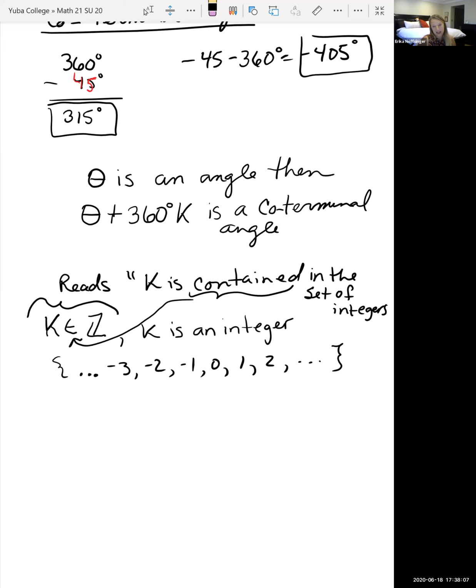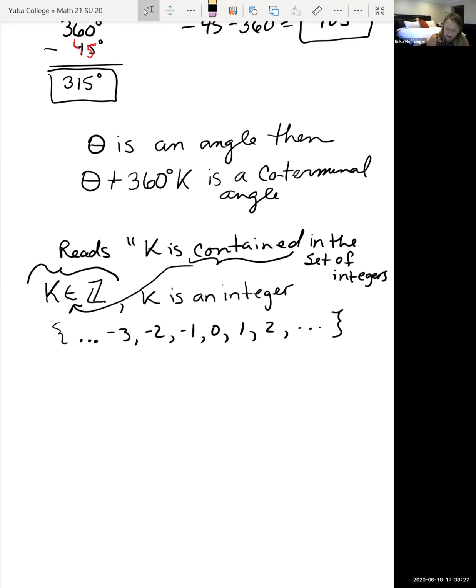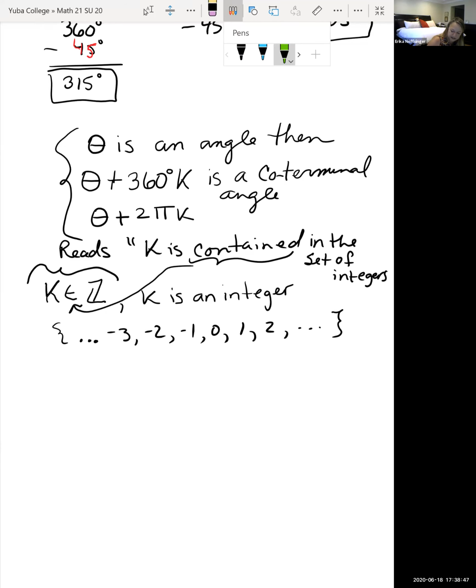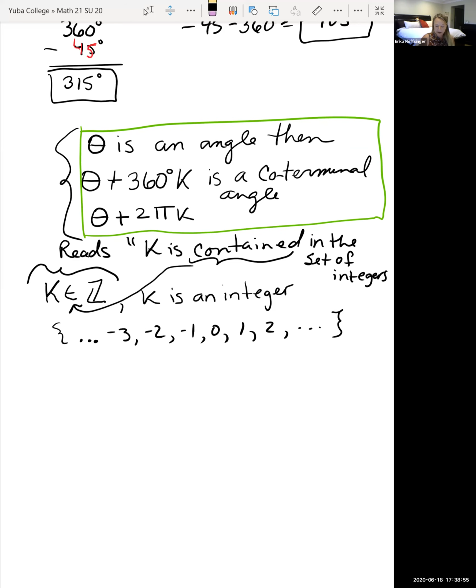This wouldn't work if k was a half, because a half times 360 is 180 degrees, and adding or subtracting 180 degrees would not get us back to the same terminal side. Instead of adding 360, in radian measure we can say theta plus 2 pi k is also a coterminal angle. That's going to be really helpful, because some coterminal angles might be easier to work with than others.